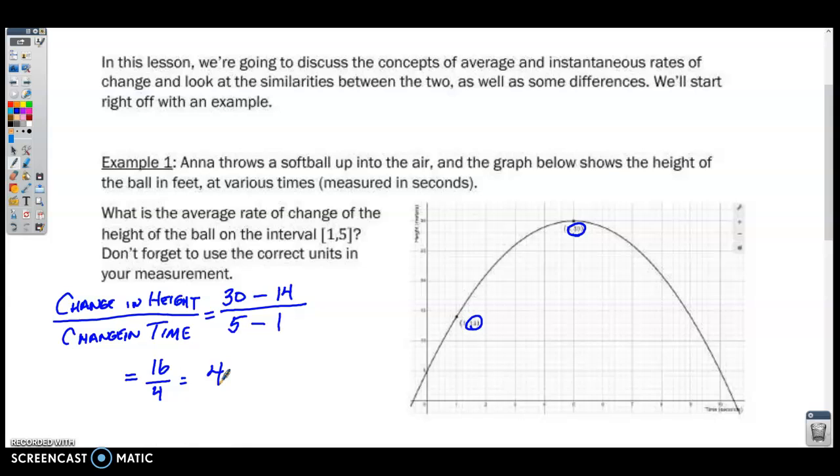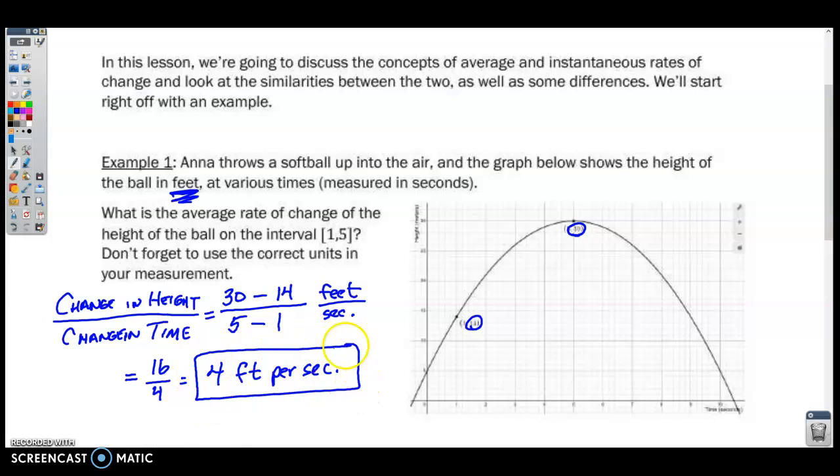And then we need our units. Height is measured in feet, so the numerator of this is in feet. The denominator is measured in seconds, and so our unit here is going to be feet per second, however you opt to write that. So that's the average rate of change of the height of the ball.